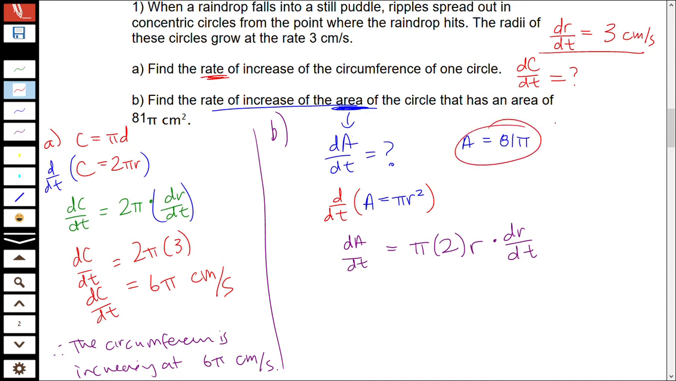Okay, so we have our area, but I want to get my r, so I'm going to again use this formula. And so when the area is 81 pi, what is going to be my radius? So if I use A is equal to pi r squared, and I sub in 81 pi, I'm going to solve for r. I'm going to isolate for r. So the pi's will be gone, and then to get rid of the square, root both sides, you get positive or negative 9, but radius can't be negative, so it's going to be a positive 9.